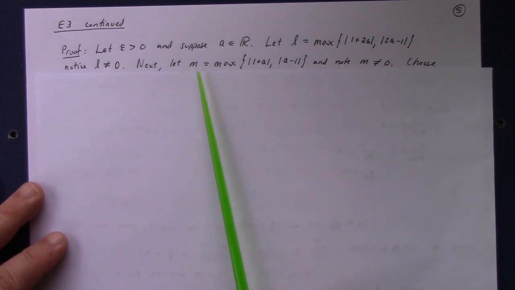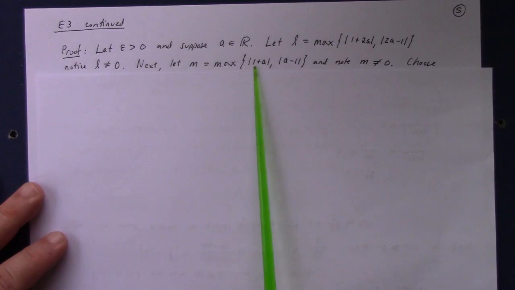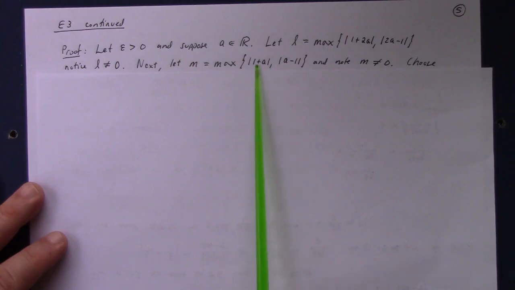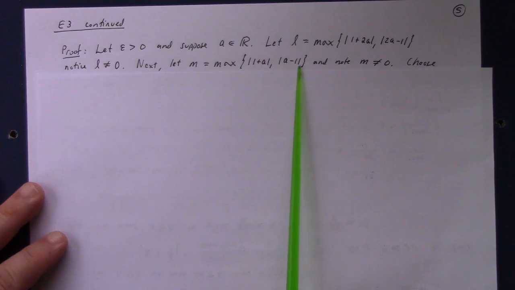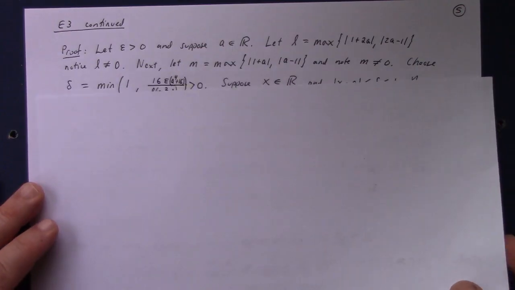I'm going to let little m be the maximum of 1 plus a and a minus 1. Again, notice that if this is 0, that's not 0, and vice versa, right? This is 0 if a equals minus 1, and in that case the other is minus 2. And this is 0 if a equals 1, and in that case the other is 2. So you can't have both of these be 0, all right? So my L is not equal to 0, my m is not equal to 0.